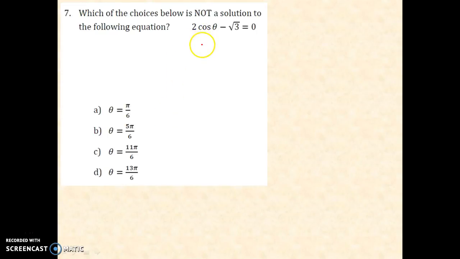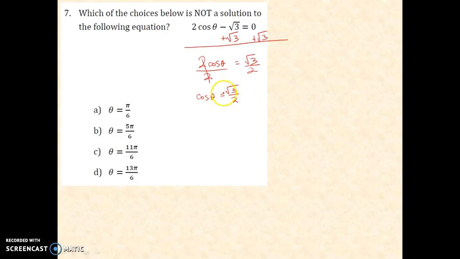So before my screen recorder crashed, we were working on number 7. And we added square root of 3 to both sides of this equation because we're going to isolate the trig function here. So now we got 2 cosine theta equals square root of 3. Divide both sides by 2 and we get cosine of theta is square root of 3 over 2.